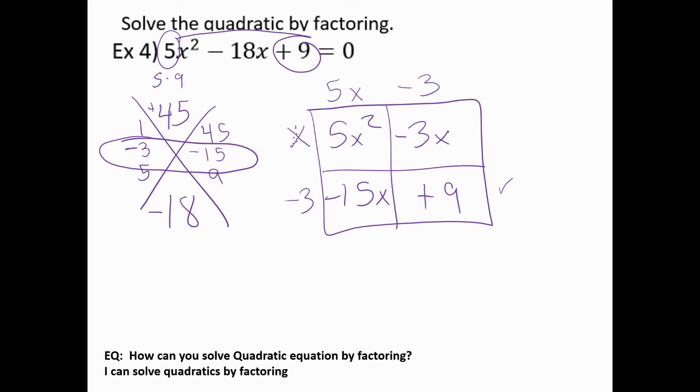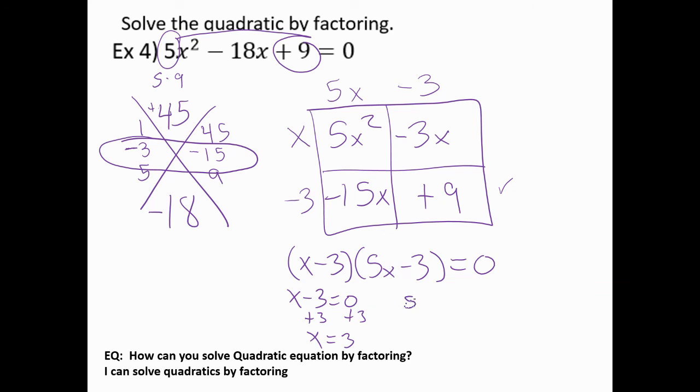So it factored is going to be x minus 3 times 5x minus 3. And remember, we want to set it equal to 0 and solve. So we're going to do x minus 3 equals 0, add 3. So x equals 3, and then 5x minus 3 equals 0, add 3. So 5x equals 3, divide by 5. So those are our two answers, 3 and 3/5.